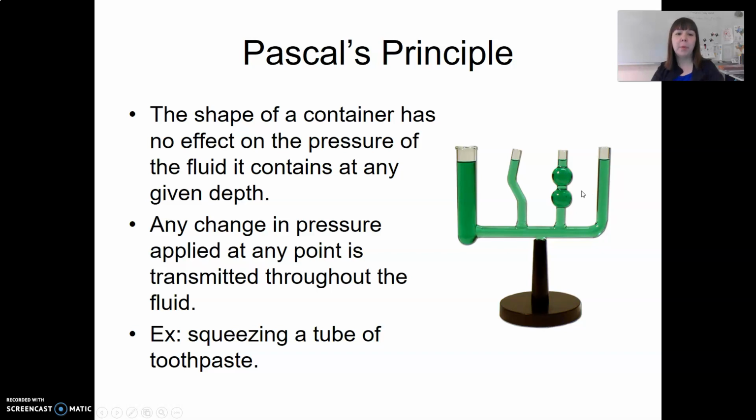No matter where we take a pressure reading, whether it's here or here or here or here, it should be the same pressure because any change in pressure is transmitted throughout the entire fluid. So if we put pressure on this one right here, that pressure will be distributed throughout the entire thing, and the water will kind of squirt out the other 3 where they're allowed to move. So squeezing something or applying pressure distributes that pressure throughout the entire fluid.